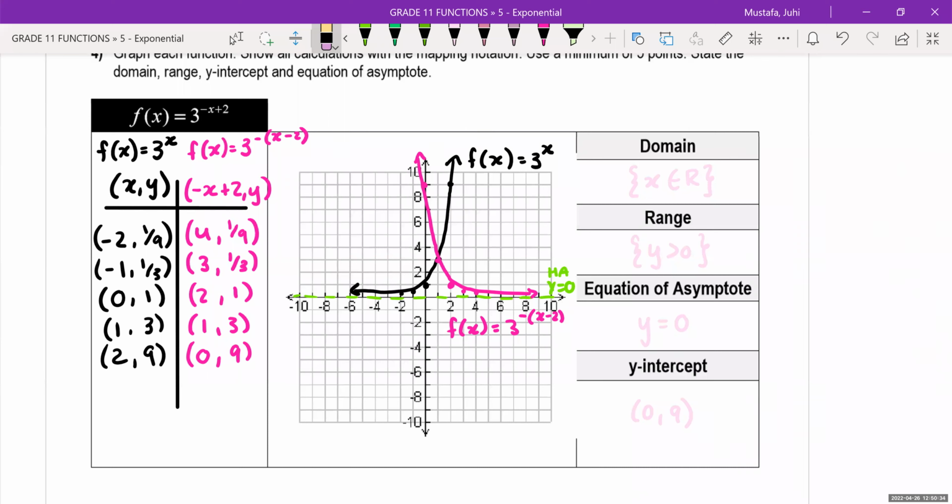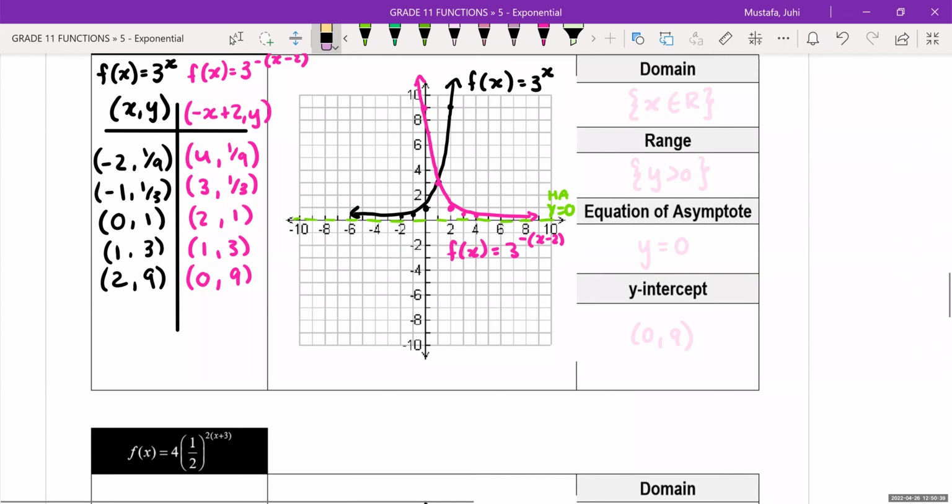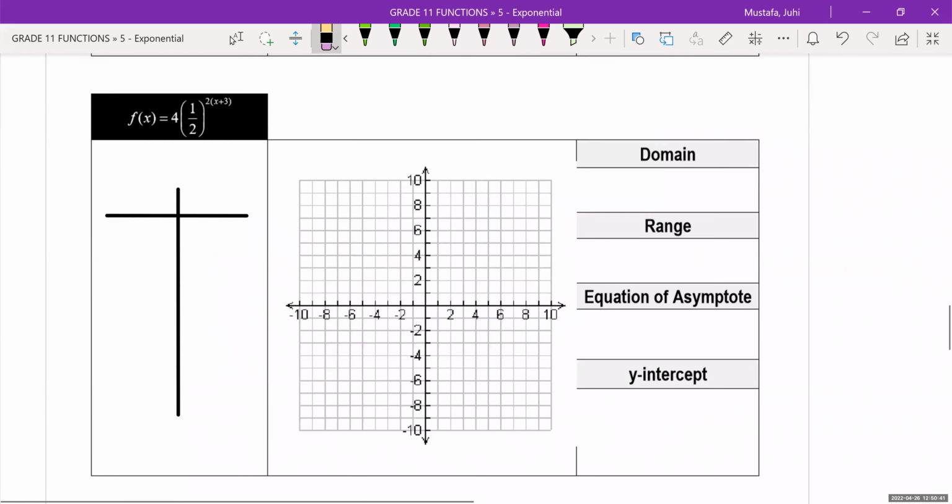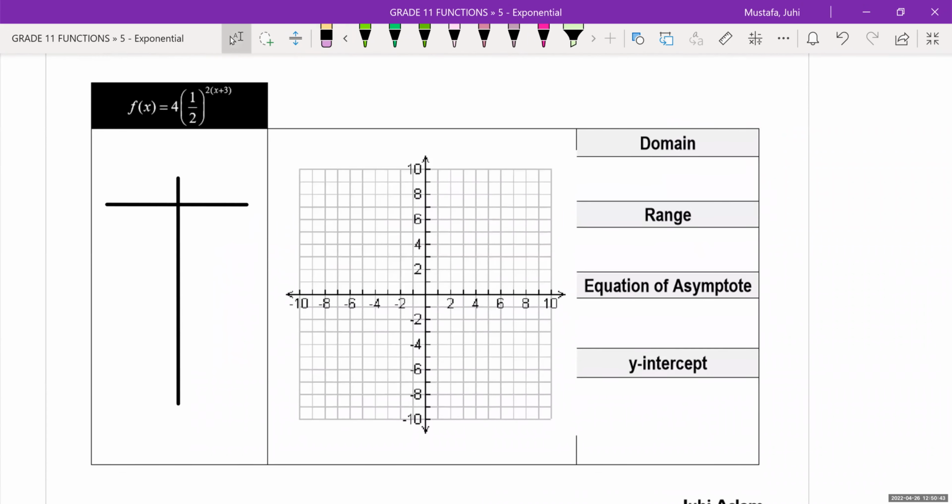Okay, 2 more examples of graphs. So let's just get right into the next one. We have f of x is equal to 4 bracket a half to the power of 2 bracket x plus 3. This is already in factored form.